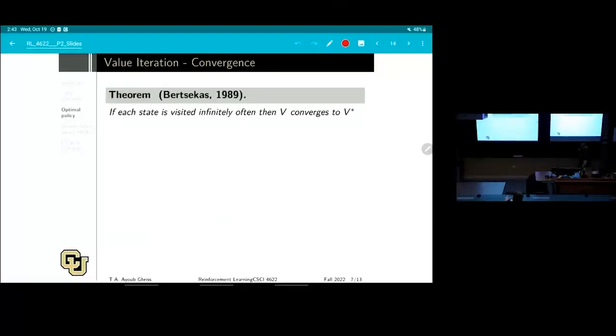The good thing about value iteration algorithms is that we have some guarantees. First guarantee is that if we visit each state infinitely often, then we can get that V converges to the optimal V star. By infinitely often, it means that at each round, the probability of visiting any state is not zero, basically. If I pick any state and any round, the probability of visiting that state is not zero, okay?